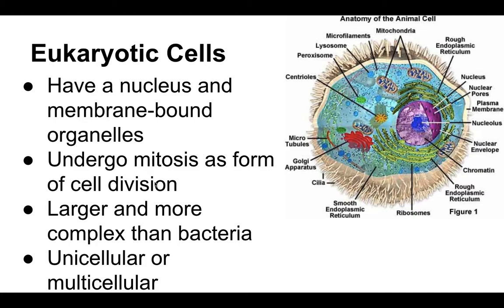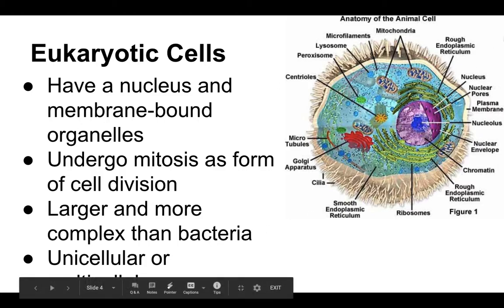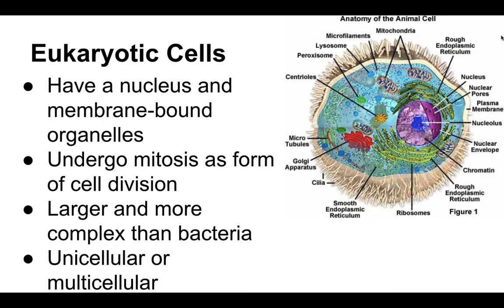They undergo mitosis to grow, so for their cell division. They are larger and more complex than bacteria. So we'll look at a comparison on the next slide. And eukaryotic organisms can be unicellular, so just one cell is the organism, or they can be multicellular, like we are. So they can be made up of interacting cells, all working together within an organism.